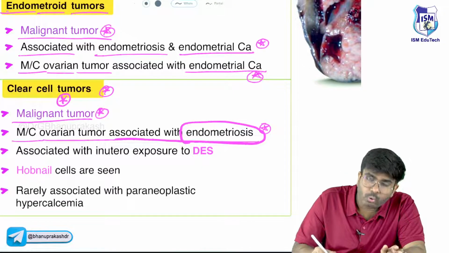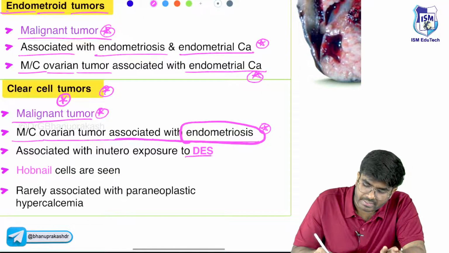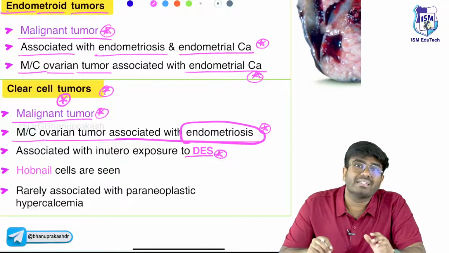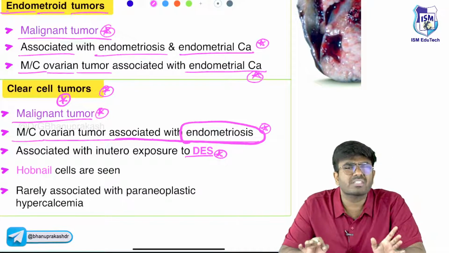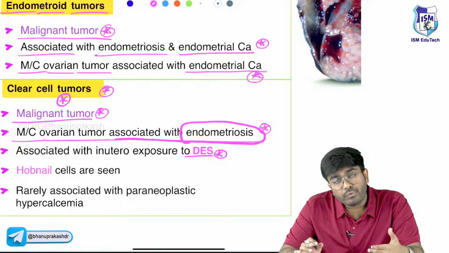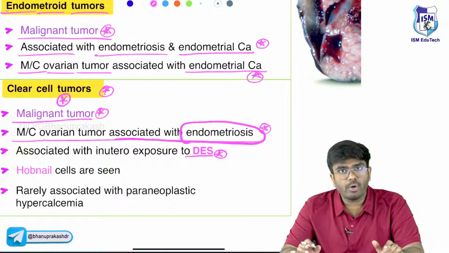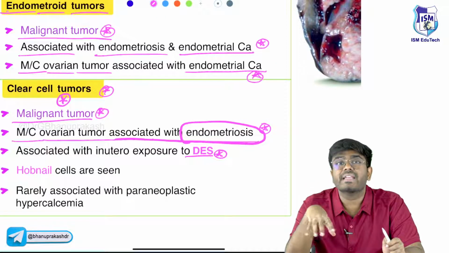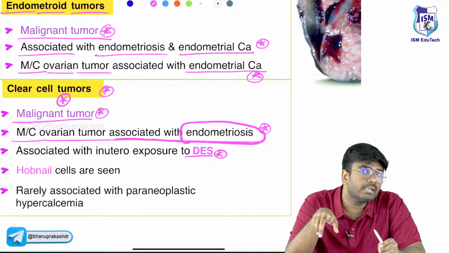Usually females who have been exposed to diethylstilbestrol. If a female is exposed to this drug called diethylstilbestrol, which we don't use nowadays, okay, which was used long back, these females in the future can develop this clear cell type of ovarian cancer. So those females who were exposed to diethylstilbestrol are at risk of developing which type of ovarian cancer? Clear cell.